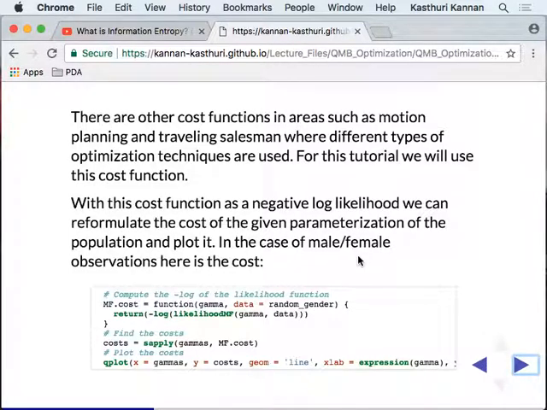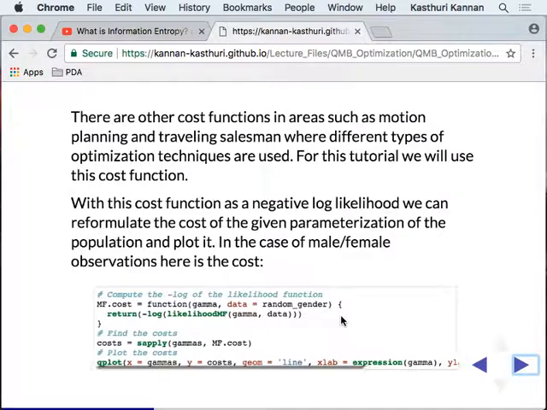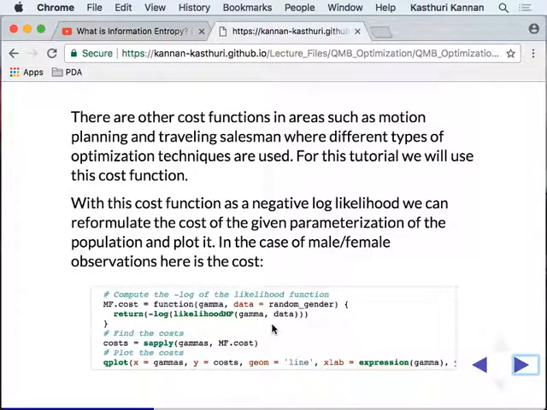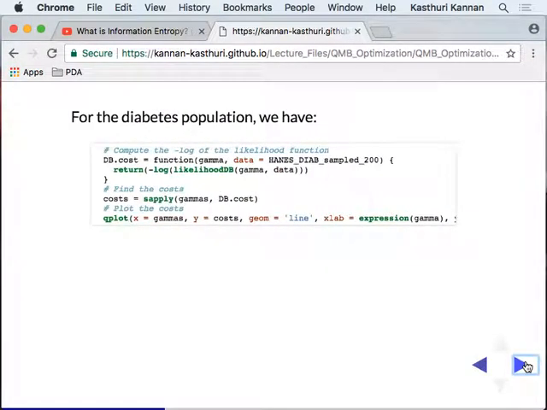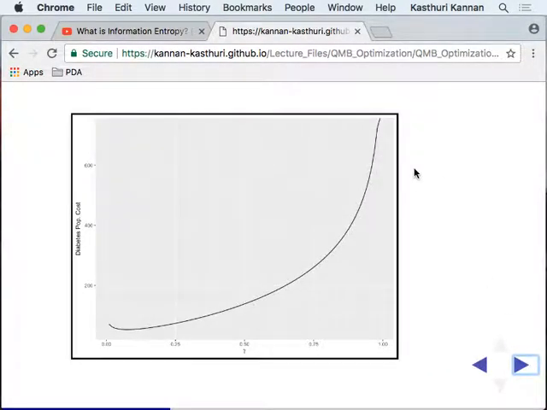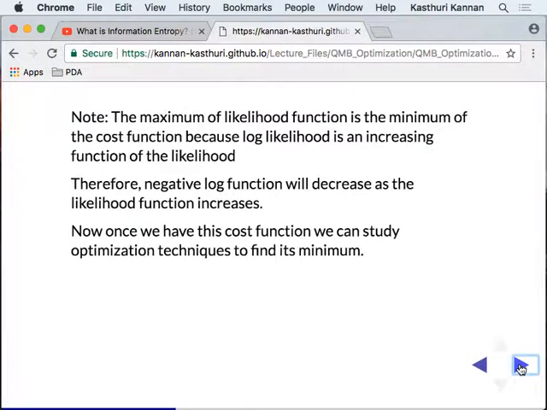So with this cost function as a negative log likelihood, we can formulate the cost of a given parameterization and plot it, right? So we can have this as a logarithm. For the male and female example, we have this cost function, and the same thing we can do for the diabetes population, and you see that it is a different cost function, right? So these could be varying depending on the model, the data that you get, right? The maximum likelihood is the minimum of the cost function, right? Why is that?